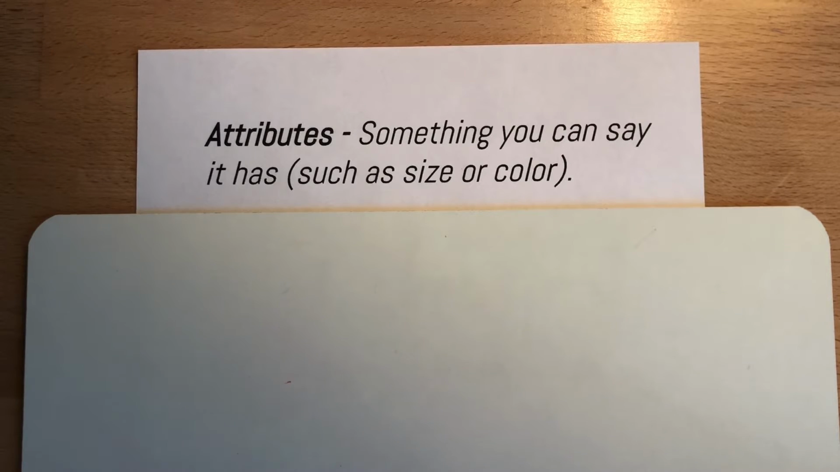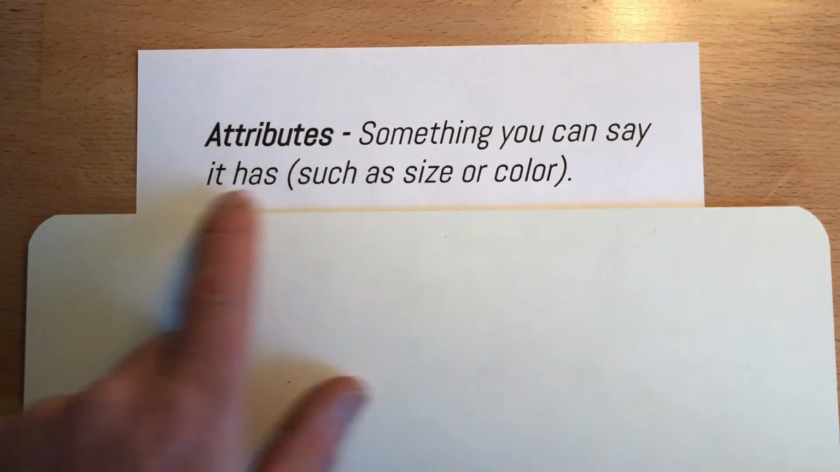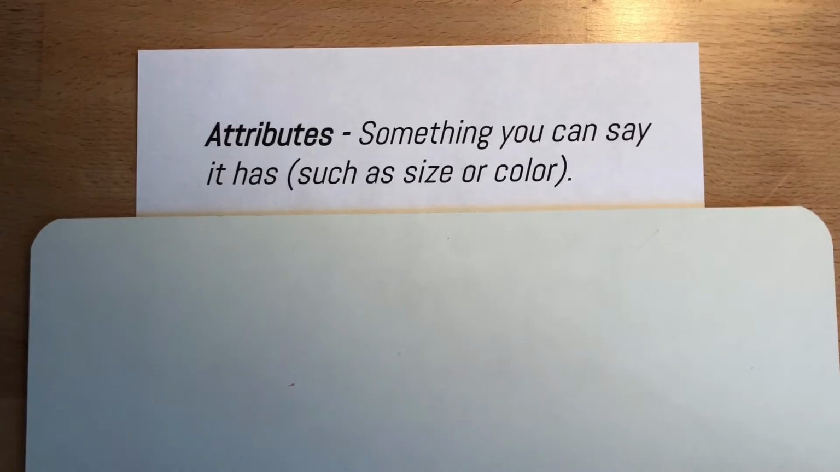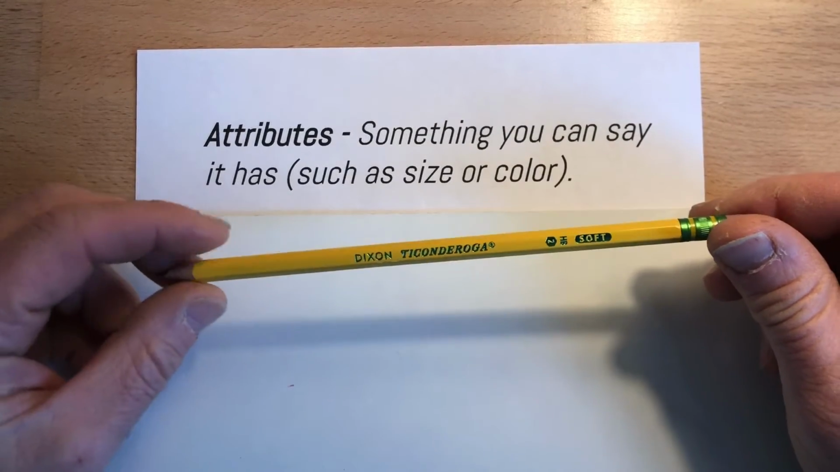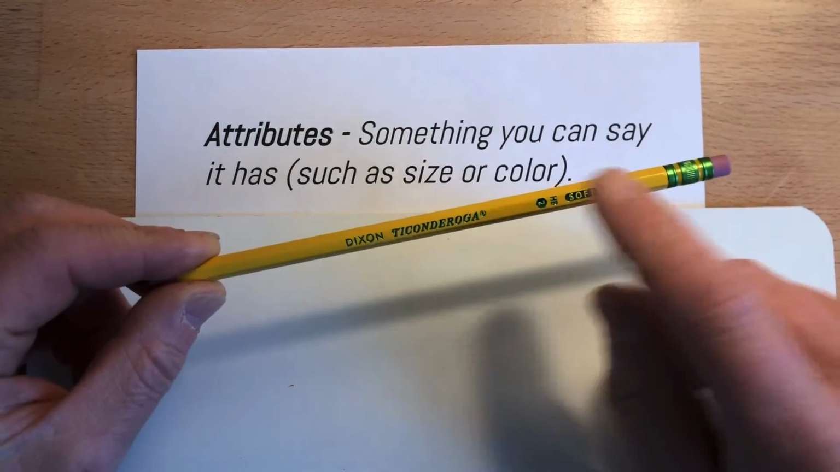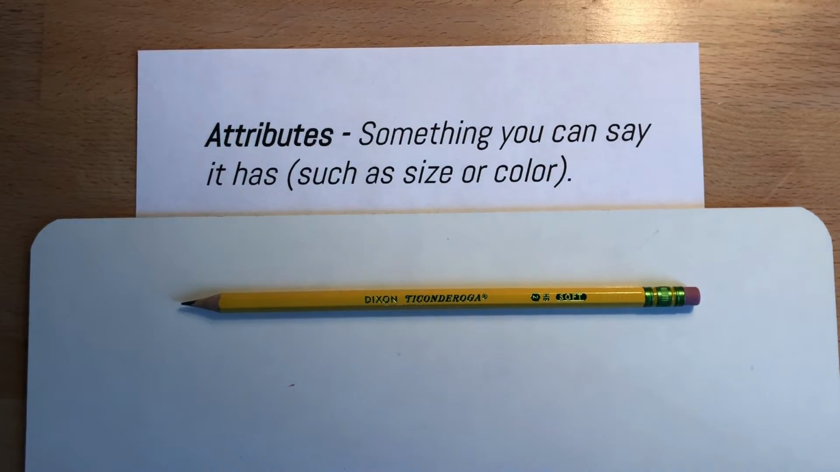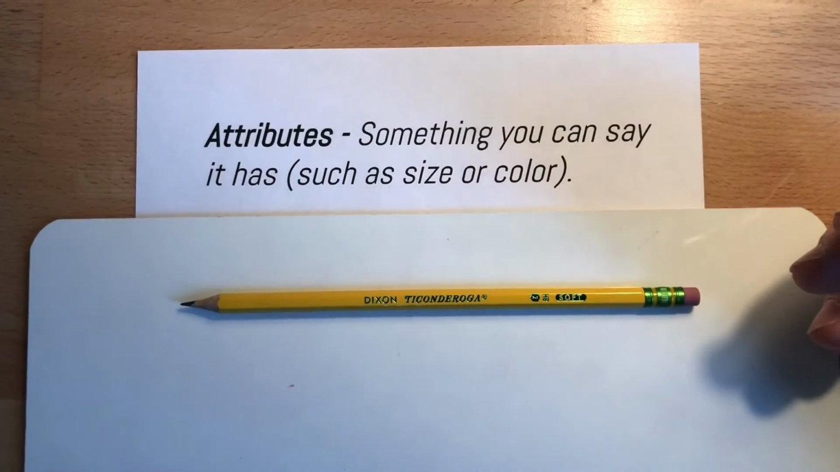First of all, I want to get down the definition. Attributes are something you can say it has, such as size and color. For example, if I show you this pencil, there are attributes to this pencil. This pencil is yellow with green writing. Those are attributes. I can say this is maybe 8 inches long. It has a pink eraser. Those are all attributes, okay?